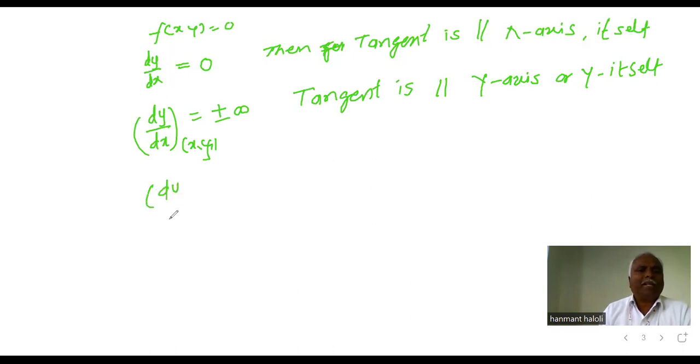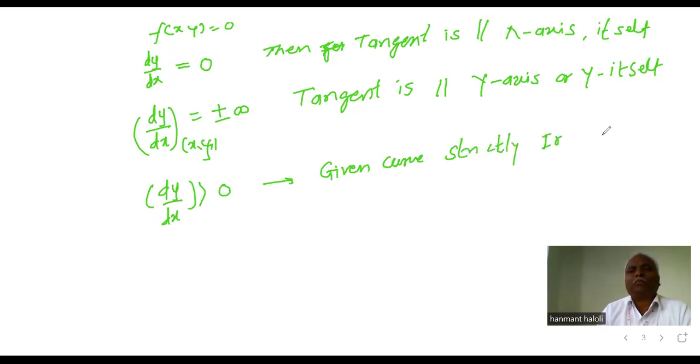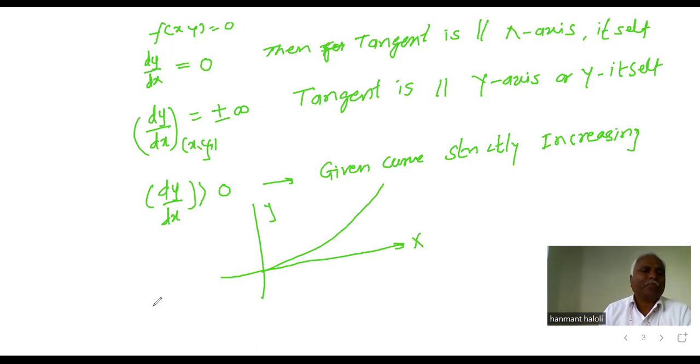Then if dy by dx is greater than 0, this indicates that the given curve is strictly increasing. Curve increasing means the slope is positive, like this curve going upward in the direction of the x-axis and y-axis. Similarly, if dy by dx is less than 0, then the given curve is strictly decreasing in nature. Okay, this is the tangency.